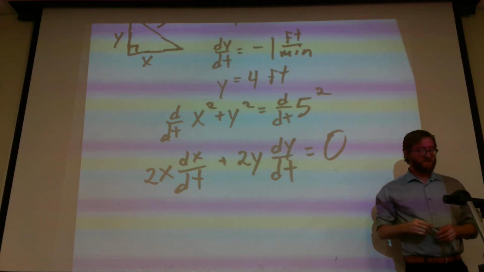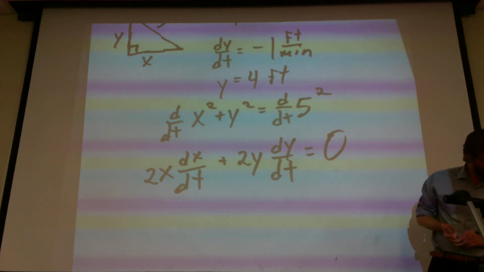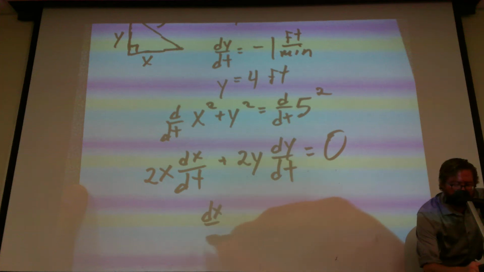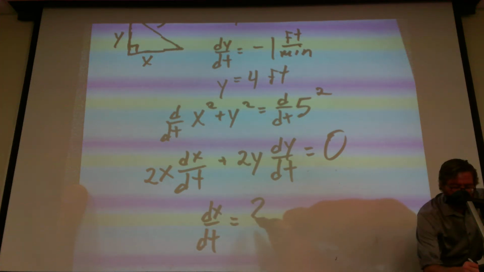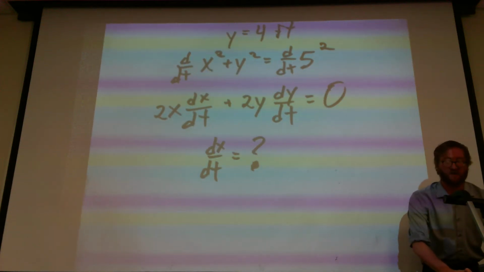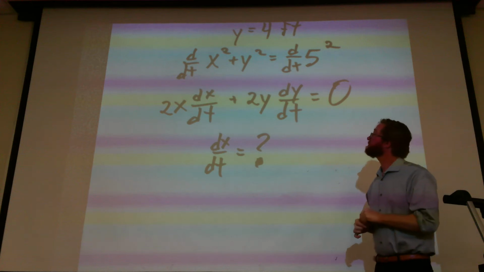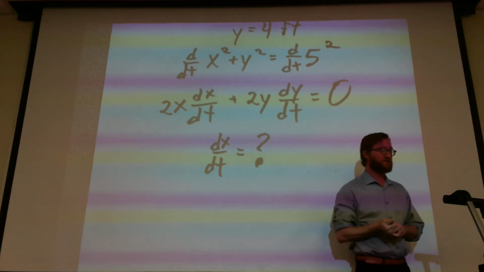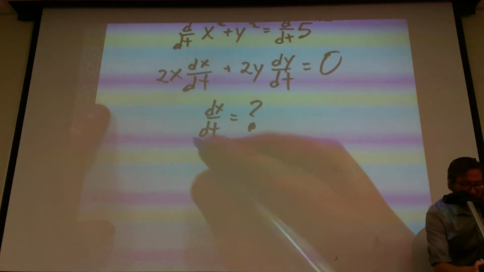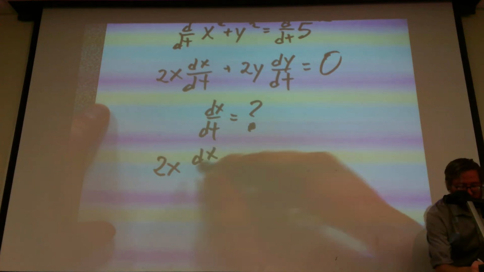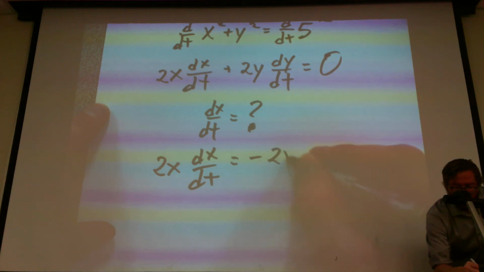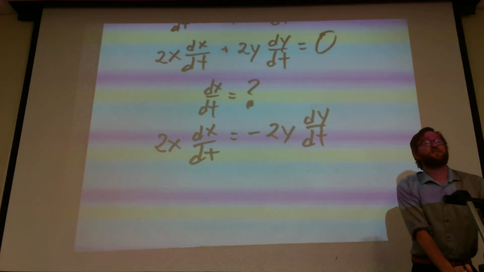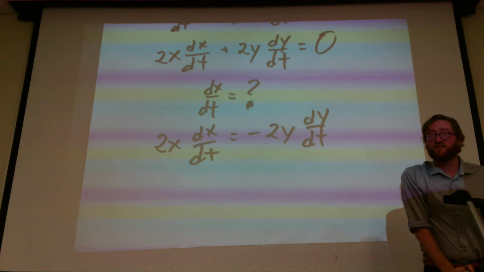And so the question is, how fast is the base moving away from the wall? So the question really is, well, what is dx/dt? Algebraically, we're going to solve this equation. Let's move this portion over to the other side. I'll do it in 2 steps. This is going to give us that 2x dx/dt is going to equal -2y dy/dt. We can divide by 2, cancel that out. We're really looking for just dx/dt, so let's divide both sides by 2x.